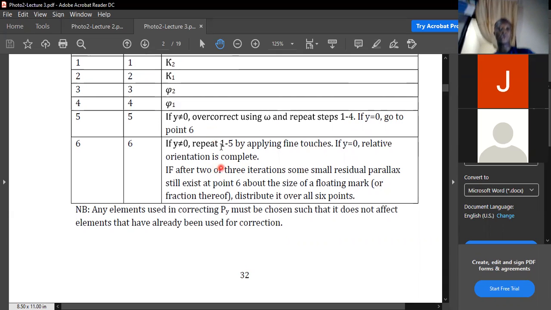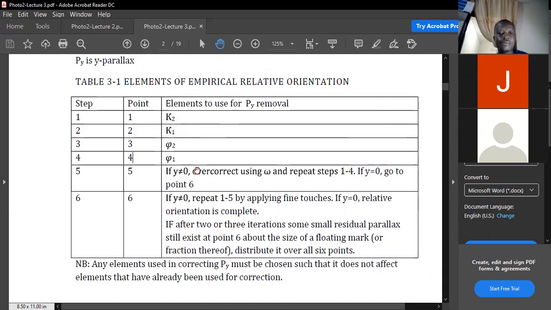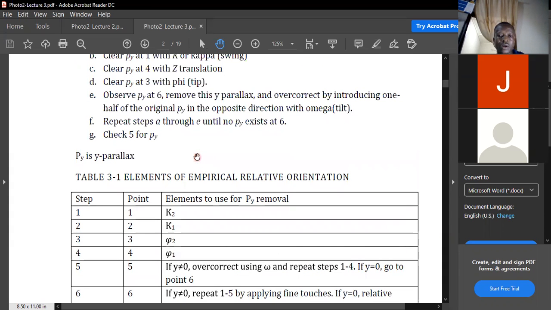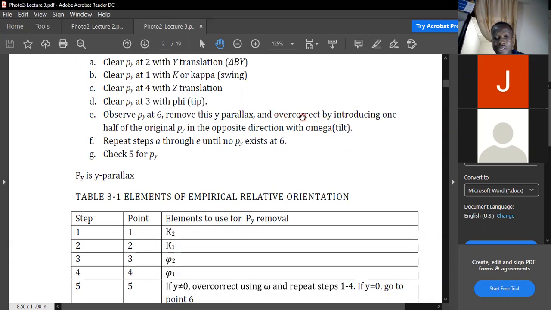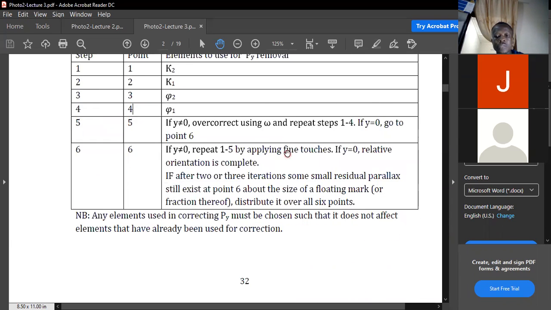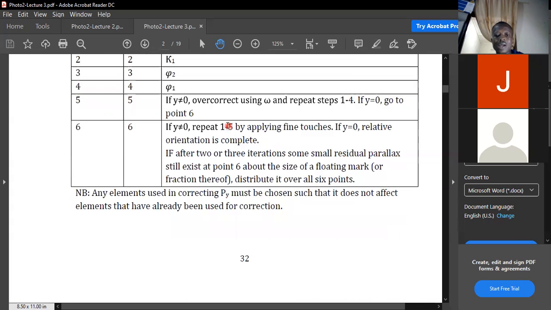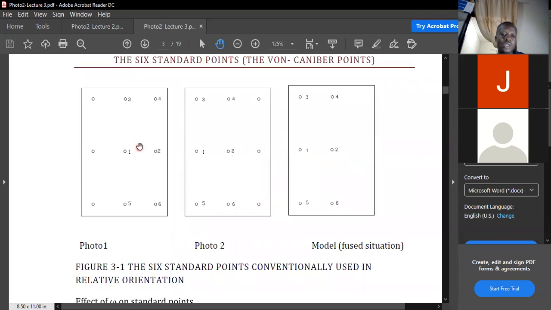We do what we call overcorrection at step 5. We do the same thing as steps 1, 2, 3, 4, 5. We do overcorrection, so take note of that. Then we move on and calculate what we call the overcorrection factor. That overcorrection factor helps us to carry out step 5 in both the one projector and the two projector relative orientation.